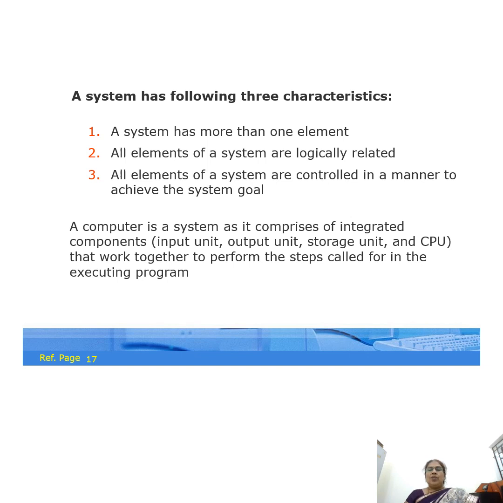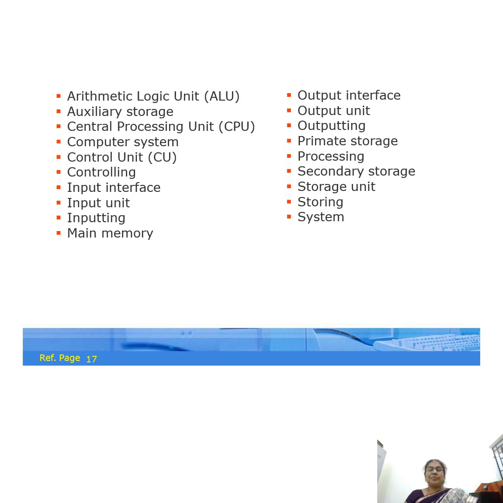Any system has the following three common characteristics. First, a system has more than one element. Second, all elements of a system are logically related. Third, all elements of a system are controlled in a manner to achieve a system goal. A computer system is a system as it comprises integrated components, that is, input unit, output unit, storage unit and CPU, that work together to perform the steps called for in the executing program.